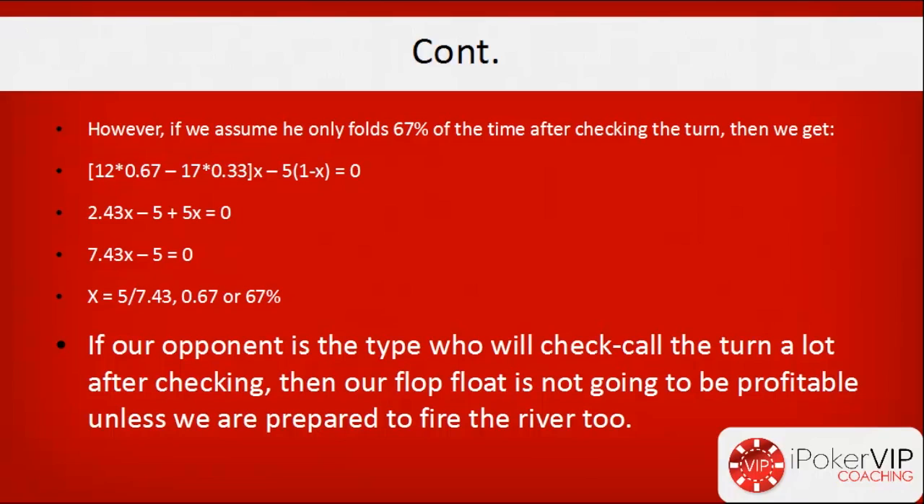So basically what that means is if our opponent is check-calling the turn a lot, or check-raising, or just doing anything except check-folding, then our flop float is not going to be profitable unless we're prepared to fire the river too and get him off his hand, because we're just going to be burning money by putting 5 in on the flop and then 12 in on the turn if we're not getting that many folds. Our risk is a lot higher now, because our 12 is getting called a much more considerable amount of the time than in the previous example.